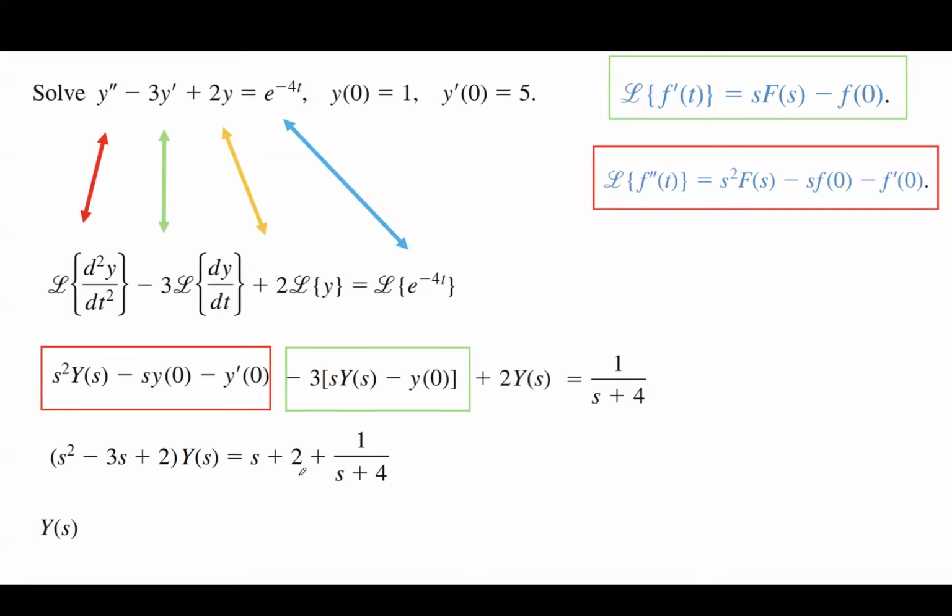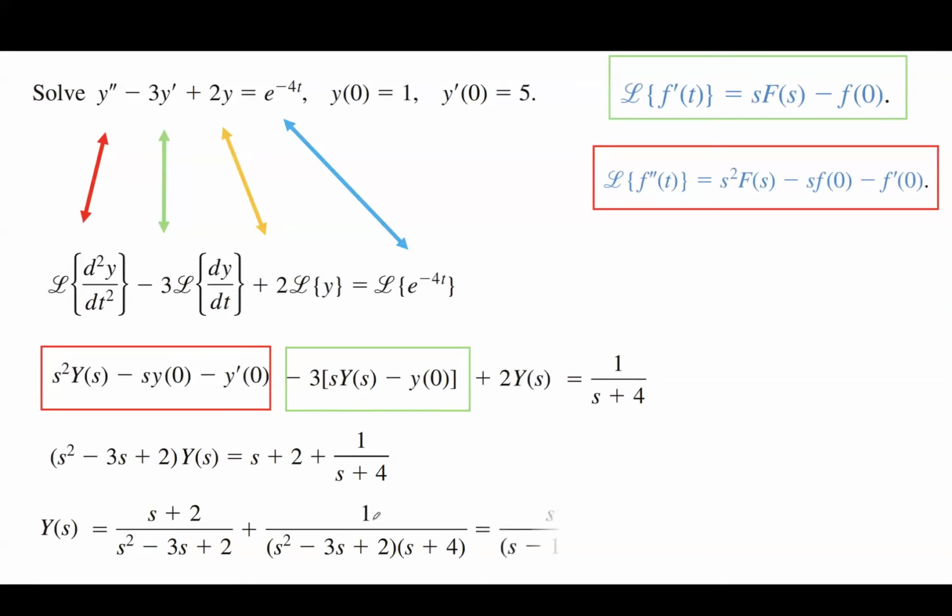Now what are we going to do? We're going to do a little bit of division. Y(s) on the left side is s divided by (s squared minus 3s plus 2), plus 2 divided by (s squared minus 3s plus 2), plus 1 divided by (s squared minus 3s plus 2) times (s plus 4). Very good. So now we have this summation of two fractions.